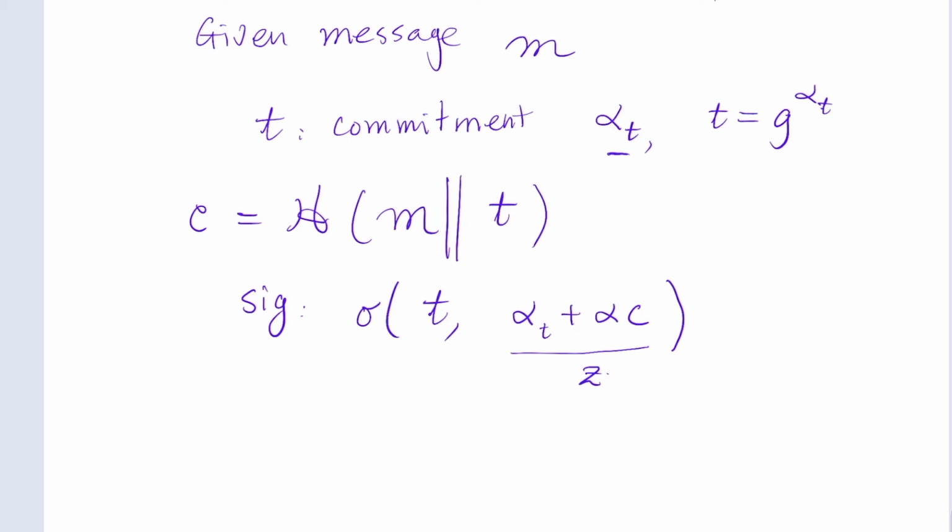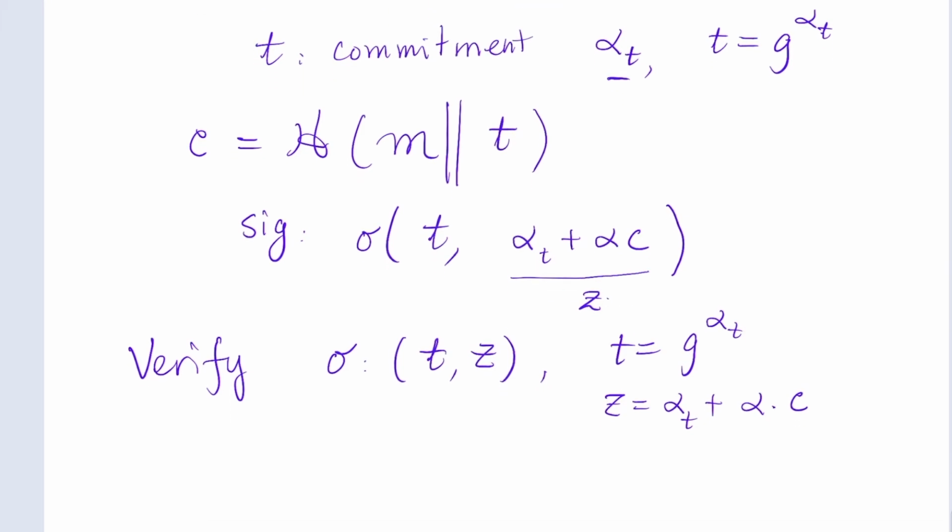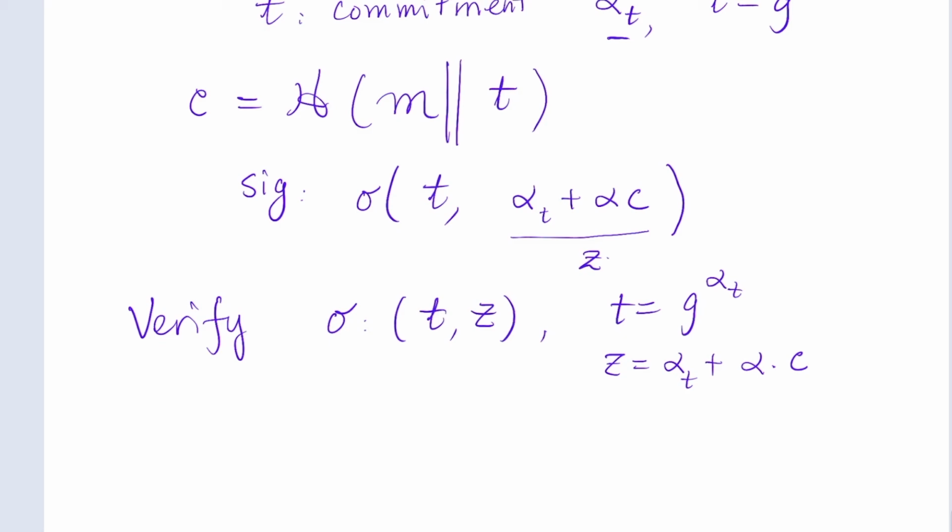So how do you verify your signature? The signature here is the tuple of t and z, where t equals g to the alpha t, and z equals alpha t plus alpha, which is a private key, times c, which is the hash of the message. So the verifier has this hash function and calculates c from the original message along with the t.